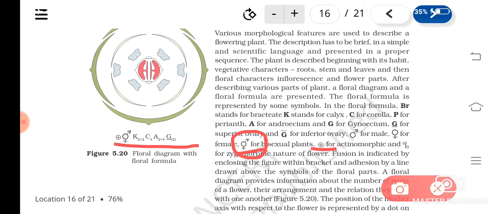Now you see calyx. Which letter is used for calyx? K, isn't it? How many sepals are there? There are 4 sepals, but they are arranged in 2 different levels. That's why it is written as 2 plus 2. Understood? Then corolla. Corolla is represented by the letter C. And how many petals are there? 4 petals. Are they free or are they united?